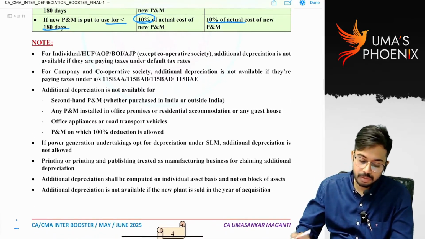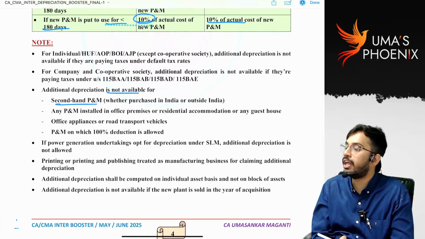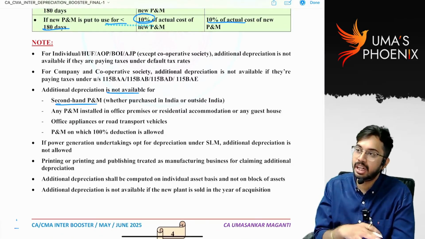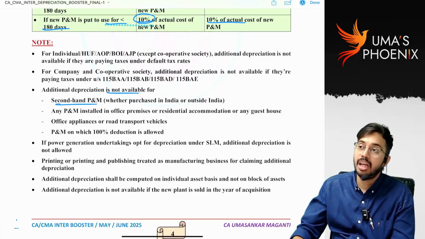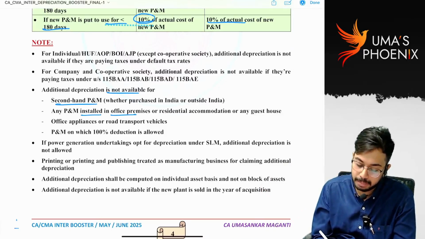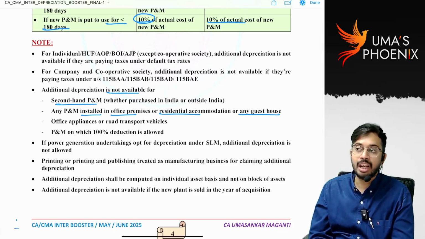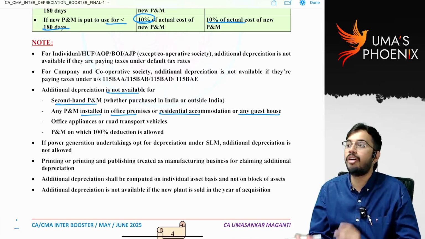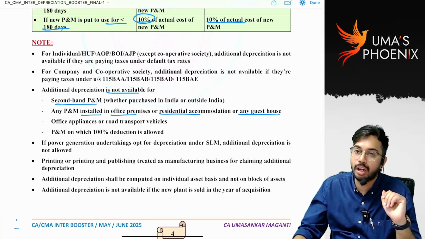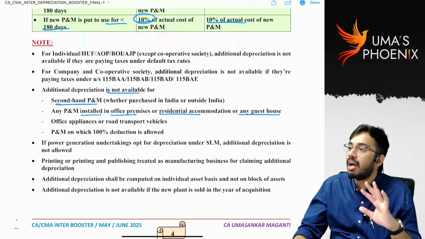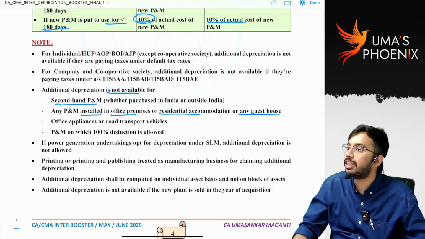Next. Additional depreciation is not available for second-hand plant and machinery. I already told you, whether second-hand plant and machinery is purchased in India or outside India, the benefit is not available. Next, if plant and machinery is installed in office premises, residential accommodation or any guest house, then also additional depreciation is not allowed. For example, if an air conditioner is purchased for the administration department in the office, it is not allowed. If purchased for a guest house, not allowed. If purchased for the manufacturing area, additional depreciation is allowed.